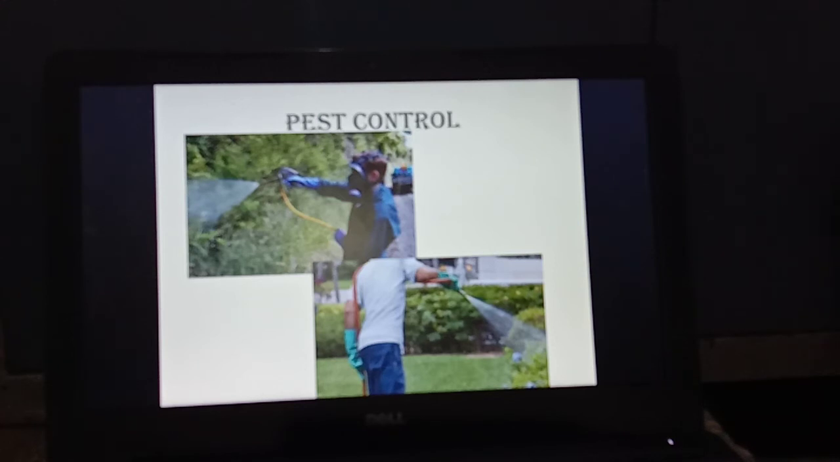Pesticides are of three types. Number one, insecticides, which kill or harm insects such as locusts, termites, etc. Next are fungicides, which destroy fungi, and the next, rodenticides, which kill rodents like rats, etc. Disadvantage of pesticides: they can kill useful insects like butterflies and honeybees also.